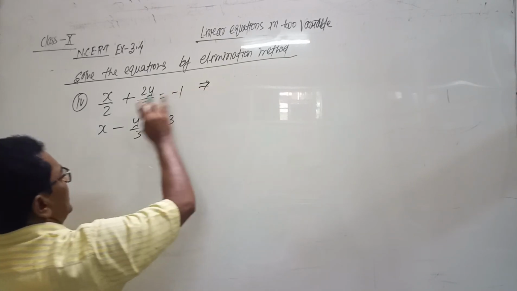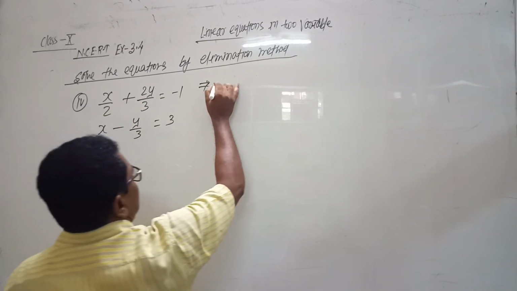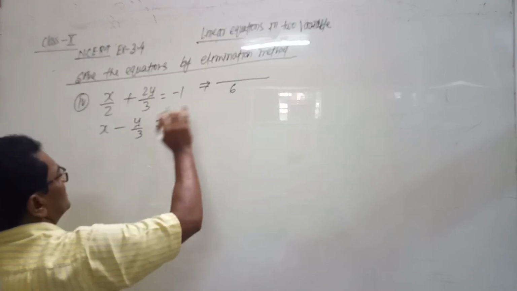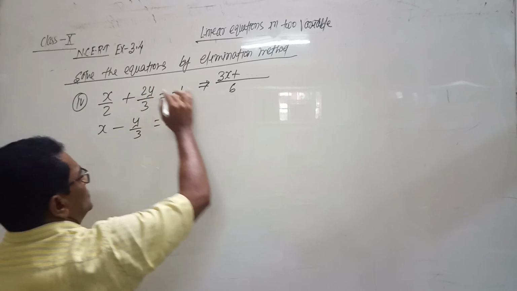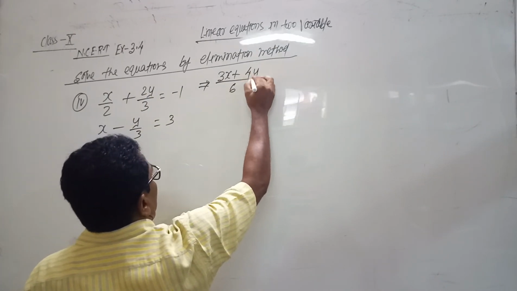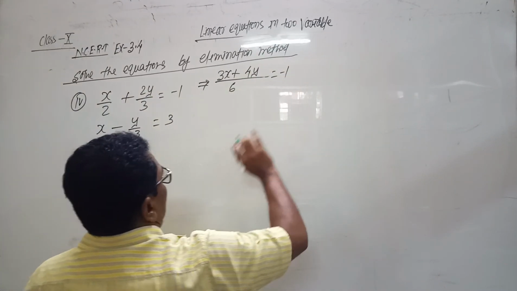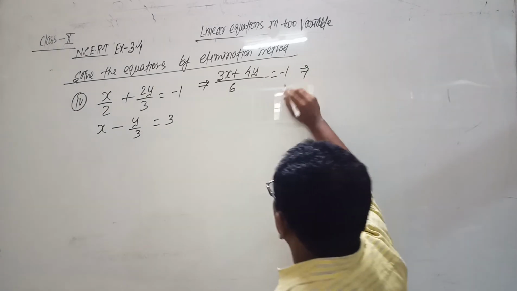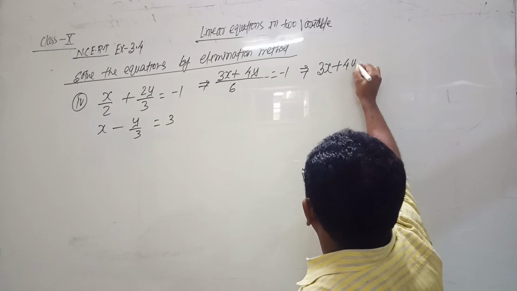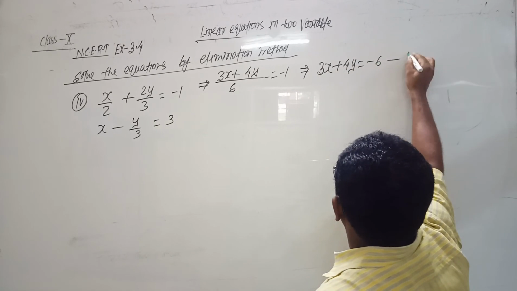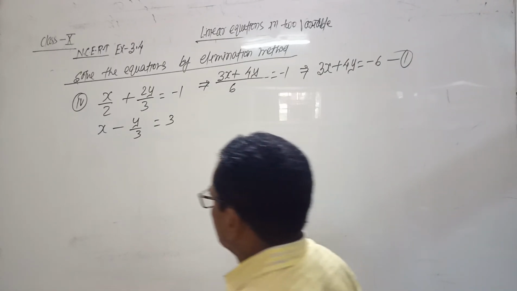So firstly we take LCM. LCM of 2 and 3 is 6. This becomes 3x plus 2 into 2y, 4y equals to minus 1, and by cross multiplication we get 3x plus 4y equals to minus 6. This is first number equation.